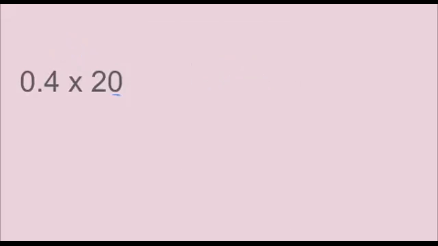Like this one. Now, this one's a little bit trickier because you have this 0 here you got to pay attention to. So first you're going to pretend to do 4 times 20. Not 4 times 2, 4 times 20. Which is 80. Then you're going to think about the decimal spot and move it over 1 spot, making the answer 8.